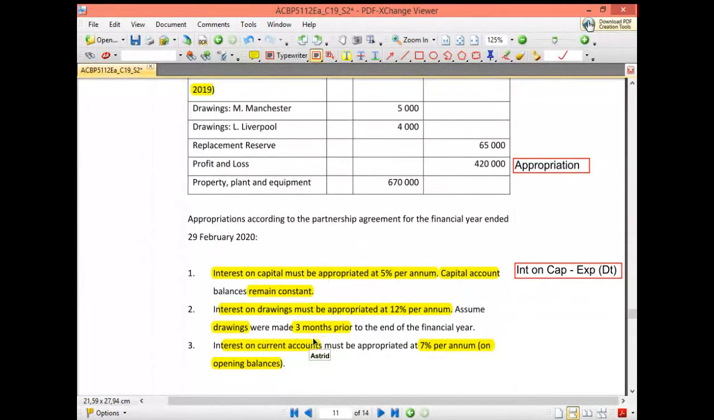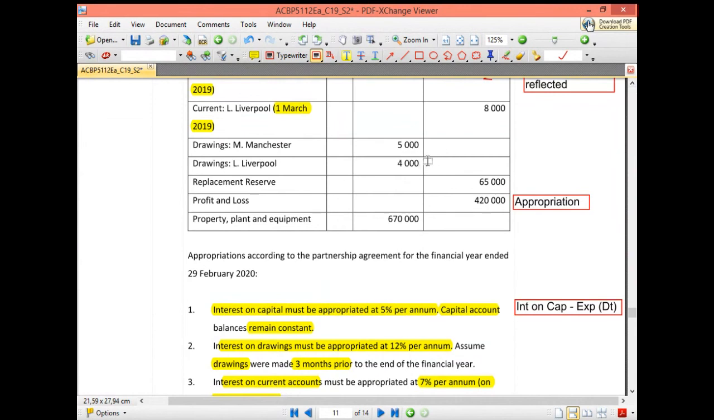Okay, so this is what that information there means. How many months do I have to work out the interest for? Now, the drawings amount is the 5,000 and the 4,000. So you would take the 5,000 plus the 4,000. We would multiply it with 12%. We would multiply it with 3 over 12.